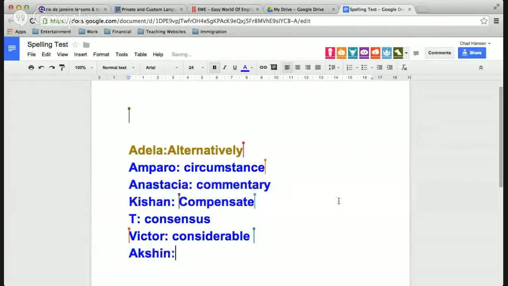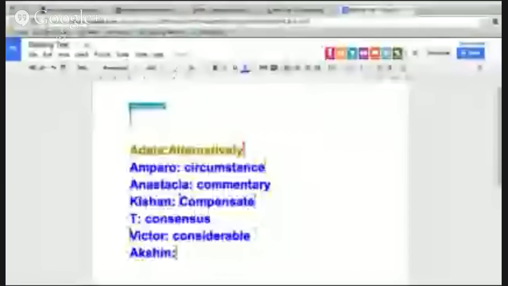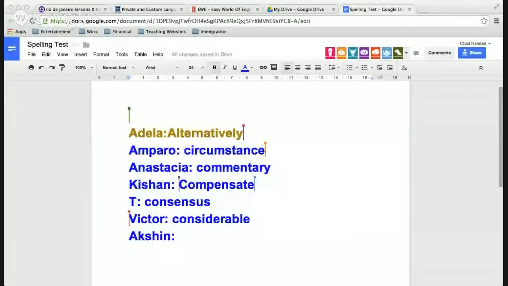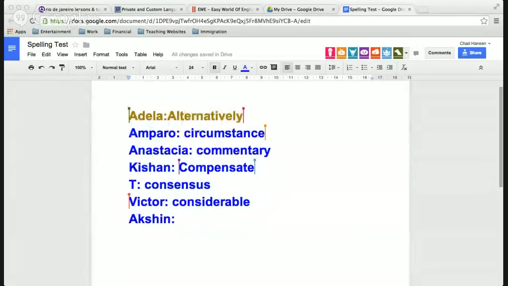So you're down here, and your word. Okay, so we did considerable. So your word is constancy. Constancy. Okay, so I will write. Oh, okay.